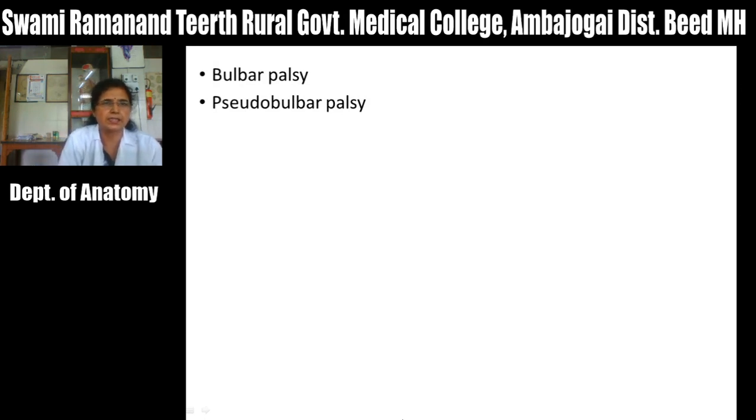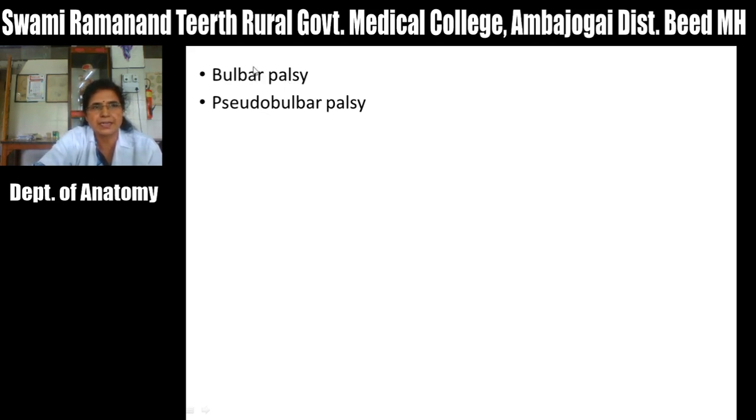Now other lesions in the medulla are bulbar palsy and pseudobulbar palsy. Bulbar is the word used for the lower part of the brainstem, and palsy means weakness. So bulbar palsy is characterized by weakness of the muscles supplied by the lower cranial nerves, that is the 7th, 9th, 10th, 11th and 12th cranial nerves, and that leads to weakness of the muscles of the face, palate, pharynx and larynx. That is bulbar palsy.